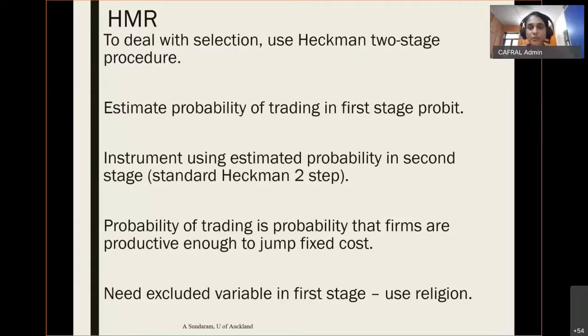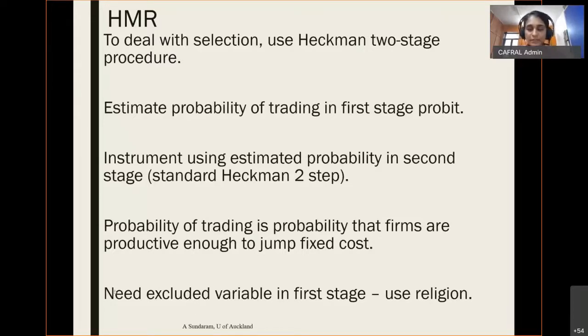So one of the World Bank surveys, for example, asks firms how difficult it is to export from your country and so on. You could use something like that. Okay, and so you have to include this correction for the probability of exporting in the second stage.